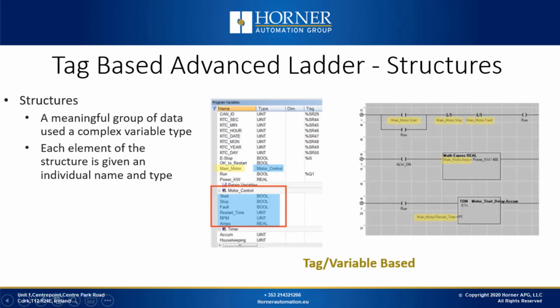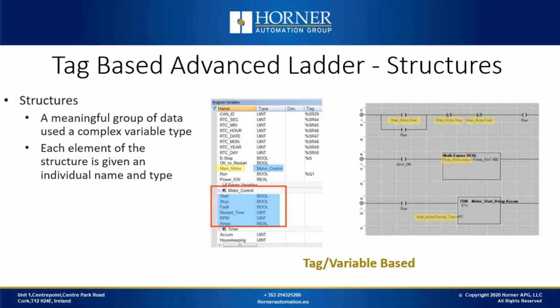There are also features that incentivize our users to program with tag-based logic, one of which is structures. A structure is a meaningful group of data that can be used as a complex variable type. Taking a look at the graphic in the center of the screen, in the red box, I'm showing you the creation of a structure called motor control that has 6 different elements in it, 3 of which are Boolean, start, stop, and fault, 2 of which are unsigned integers, restart time and RPM, and 1 is a real value, amps. These variables are all related but can have different data types.